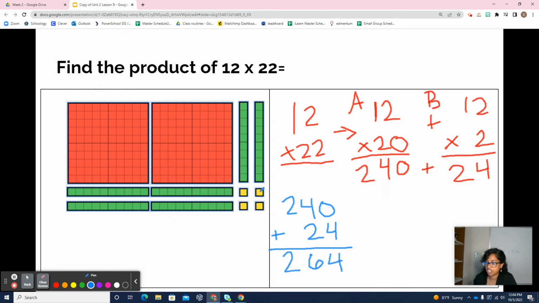Let's go ahead and check over here and make sure that's right. So we have 100, 200, 210, 220, 230, 240, 250, 260, 261, 262, 263, 264.